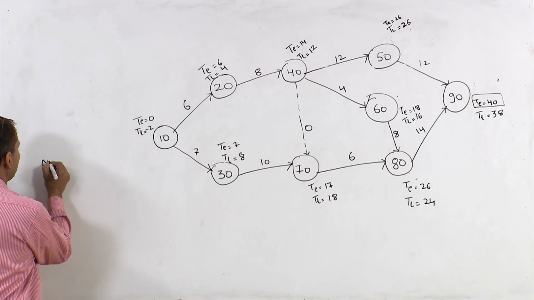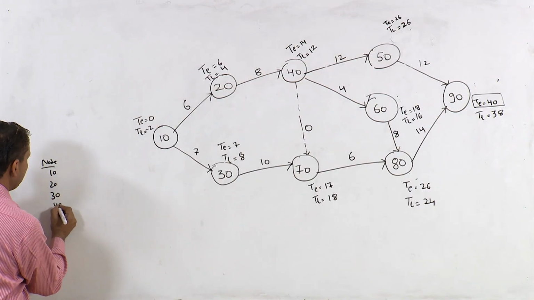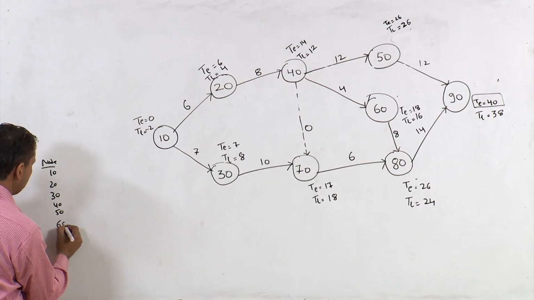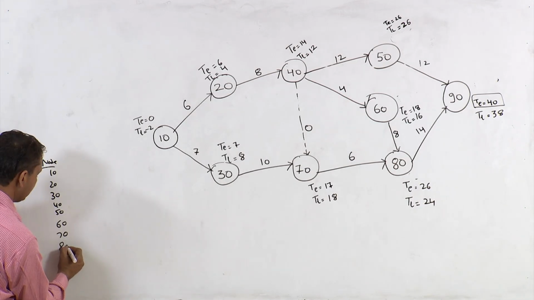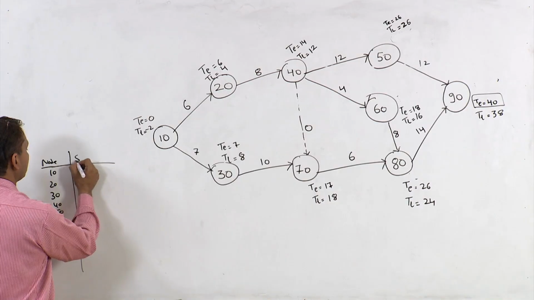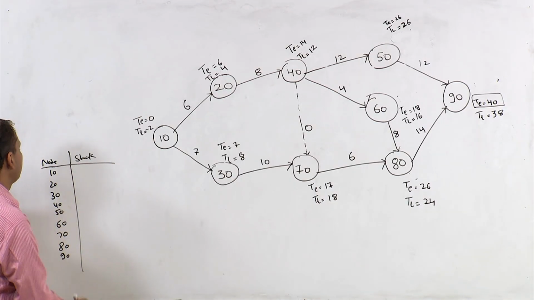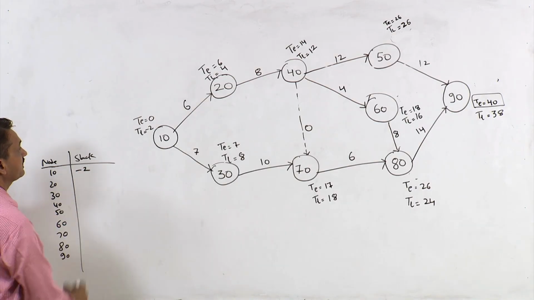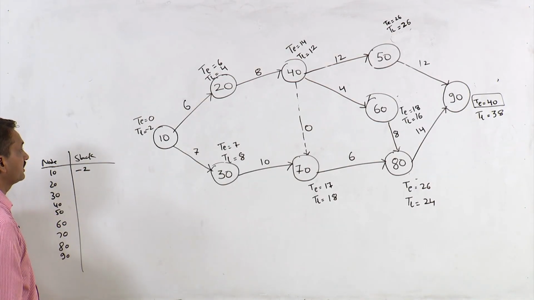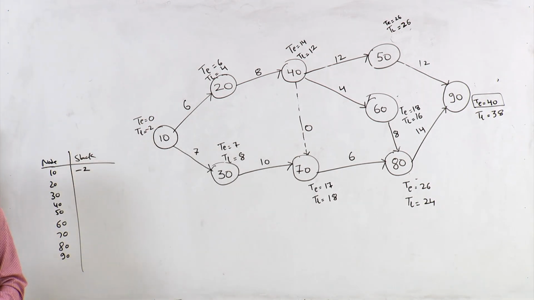So node number 10, 20, 30, 40, 50, 60, 70, 80, 90, right? All these are nodes. And what are the slack values here? So for slack values, this is minus 2. Similarly, at node 20, 30, 40 and 50 you can calculate. So just look at this, these are different slacks.